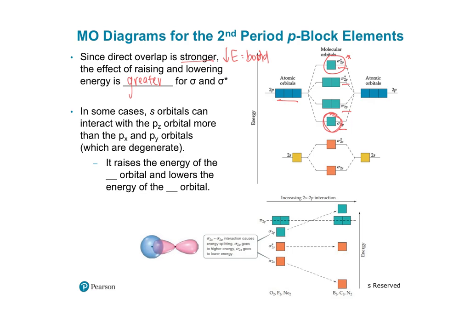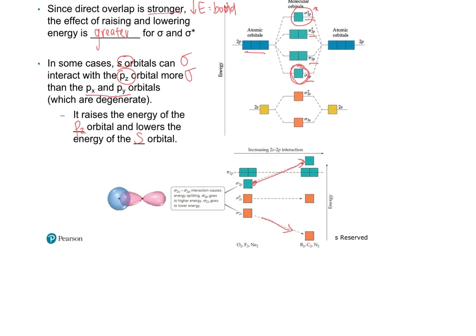In some cases, though, the s orbitals can interact with that pz orbital that forms the sigma bond, right? These both form sigmas, more than they do with the pi forming p orbitals. And so this is actually going to raise the energy of the pz orbital, meaning the pz orbital here will go above the pi bonding ones, and it actually lowers the energy of the s orbital. So kind of like they separate from each other. And so what we get is a bigger separation here.